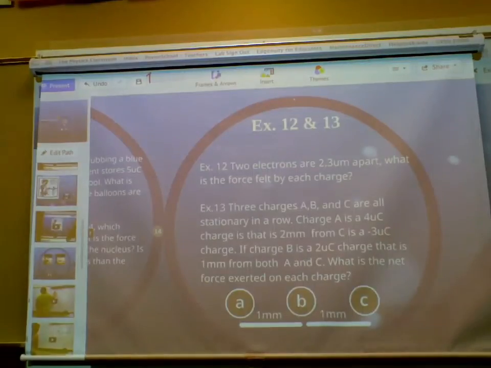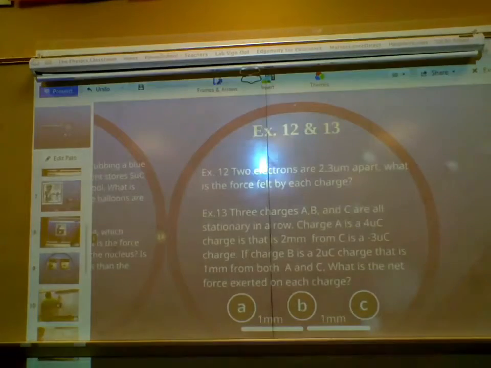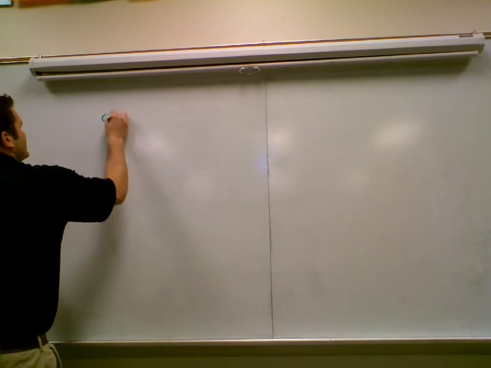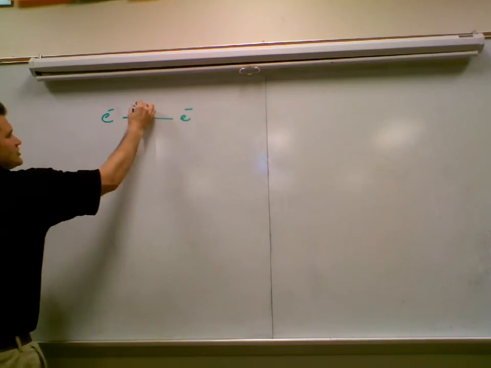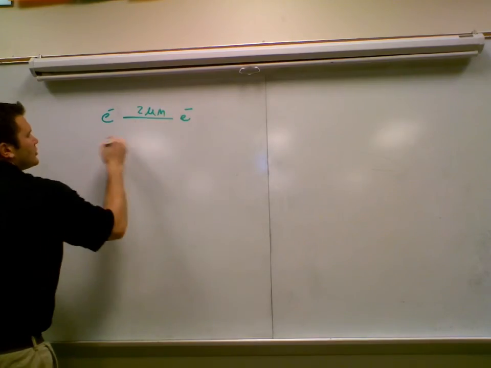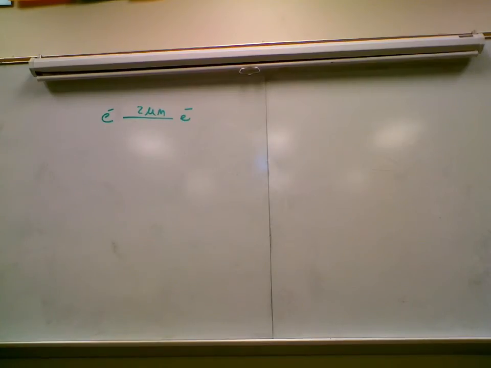Example 12. Two electrons are 2.3 micrometers apart. What is the force felt by each charge? Remember the u is micrometers because the Prezi won't make the little mu. Okay, so this is 2.3 micrometers, and our electrons are the other charges. Does that make sense, guys?